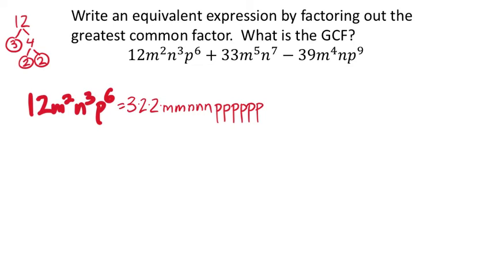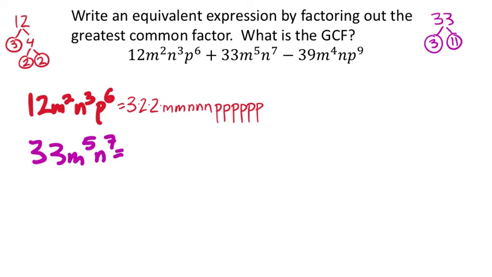So that was our first term. Now the middle term I'll do in purple. That's 33m to the power of 5, and then n to the power of 7. I wish they could have used smaller numbers. Whatever. I'll just look at the 33 in the top right. Well, that's just 3 and 11. Oh, that's not too bad. They're both prime. So that ends up being 3 times 11.